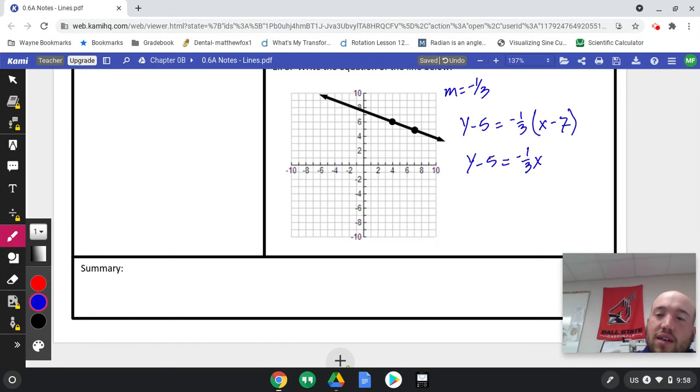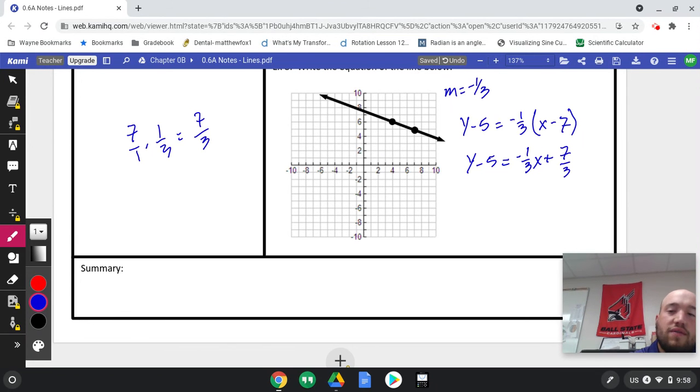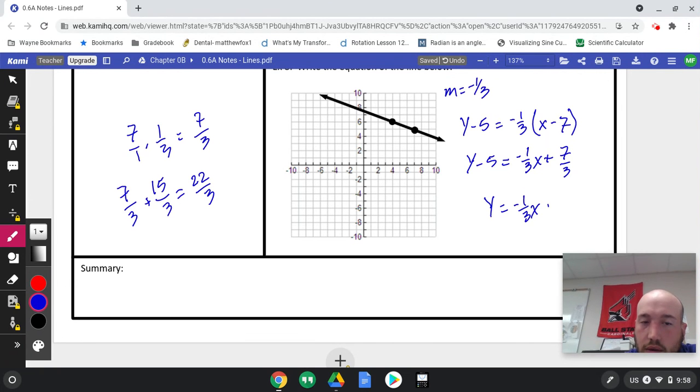Okay, so we multiply that, and negative times negative becomes plus. 7 times 1. If it helps you, you can do 7/1 times 1/3, 7/3. All right, so now 7/3, we need to add 5 to it. So plus, if we make a common denominator over 3, 5 times 3 gives us 15/3, and we will get 22/3. So y equals negative 1/3 x plus 22/3.